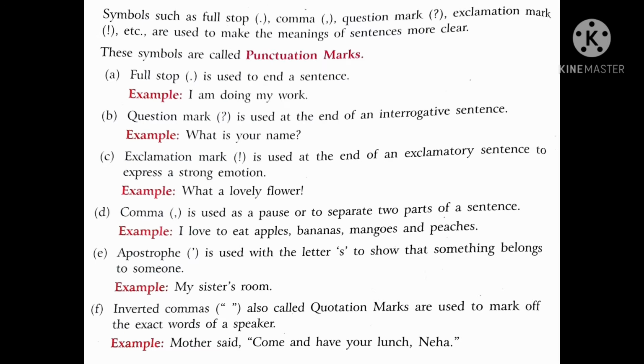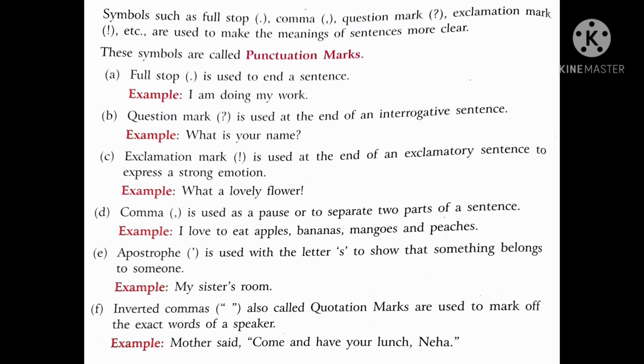Next one is exclamation mark. It is used at the end of an exclamatory sentence to express a strong emotion. So whenever in a sentence we show or express a strong emotion, we put an exclamation mark there. You can see the exclamation mark, how it is put. Example, what a lovely flower! So it is showing strong emotions in that sentence, so we have put an exclamation mark.